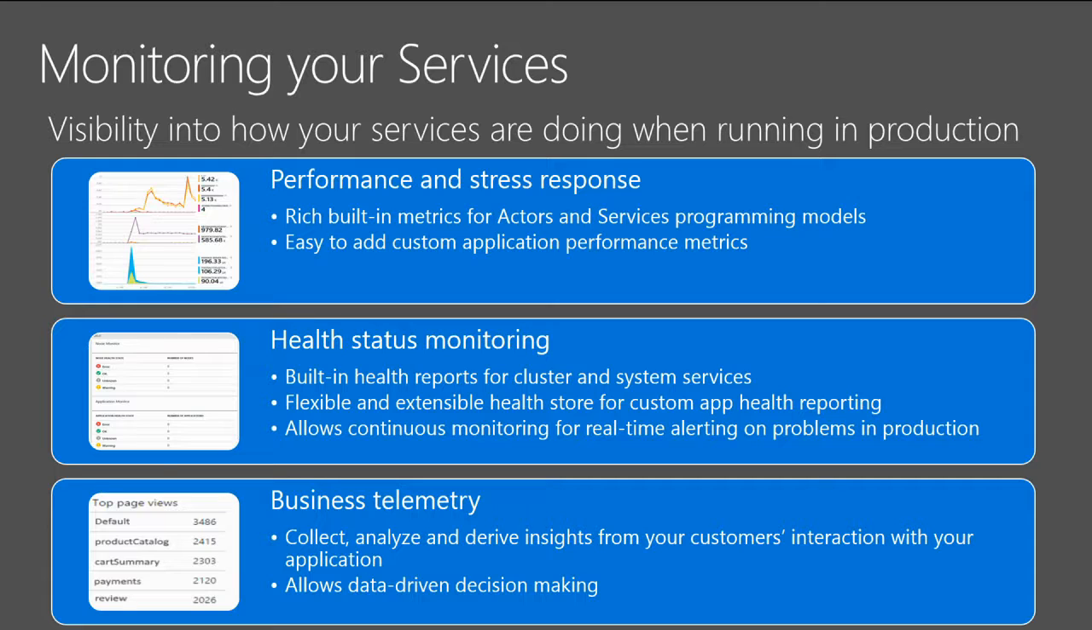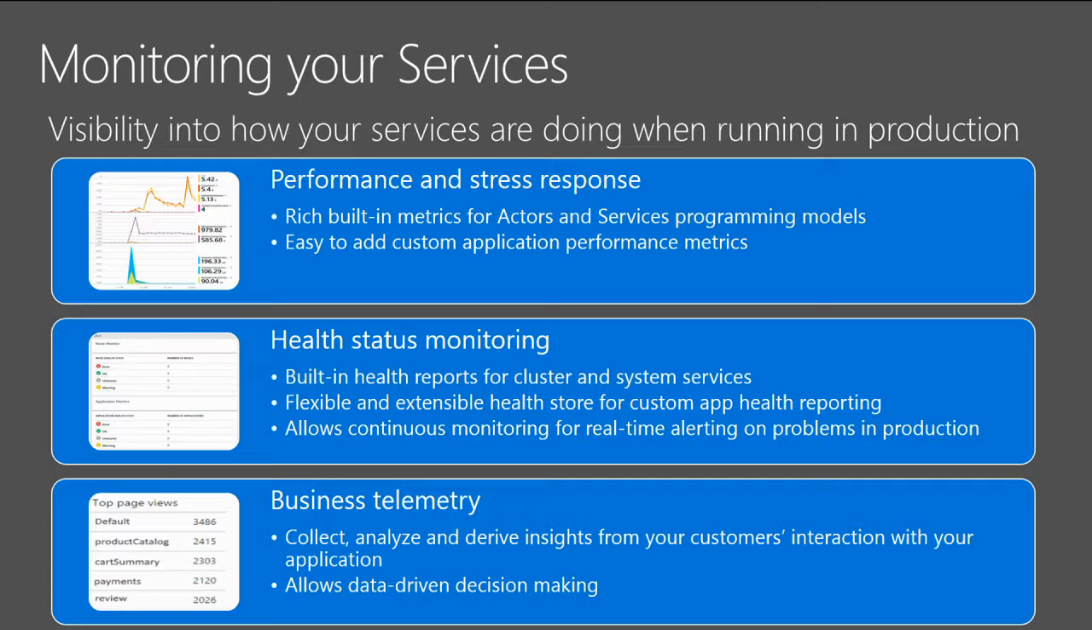So there are 3 different categories of monitoring scenarios that we are enabling for you in Azure Service Fabric. So first is performance monitoring. Then there's the health monitoring. And then the ability for you to collect business telemetry. So for performance and stress response, what we are doing is outputting a rich collection of metrics from our system and our programming models so that you can understand how your code and logic is exercising the platform underneath you. We are also making it easy for you to add your own custom metrics from your application code so that you can understand how your business logic is performing in the real world. What are the slowest API calls that are happening? What are the spikes and surges that you're seeing? So that you can look into it and optimize your code further.